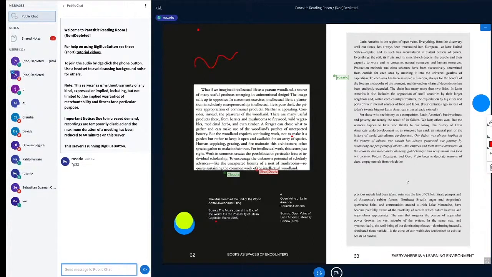Work in common creates the possibilities of particular feats of individual scholarship. To encourage the unknown potential of scholarly advances, like the unexpected bounty of a nest of mushrooms, requires sustaining the common work of the intellectual woodland. This is an extract from The Mushroom at the End of the World from Anna Lowenhaupt Tsing.